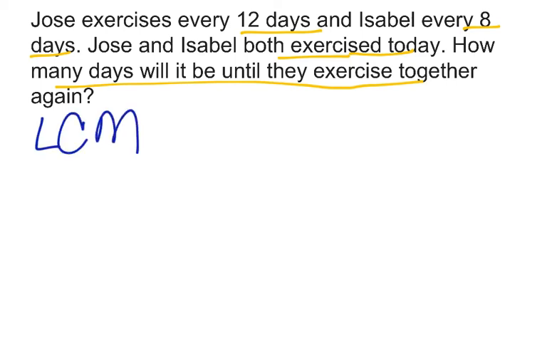So we're trying to figure out the next time they're going to exercise together. So we need to find the least common multiple of 12 and 8. In this problem, you probably wouldn't use prime factorization. You would probably list the multiples. But I'm actually going to use prime factorization anyway.